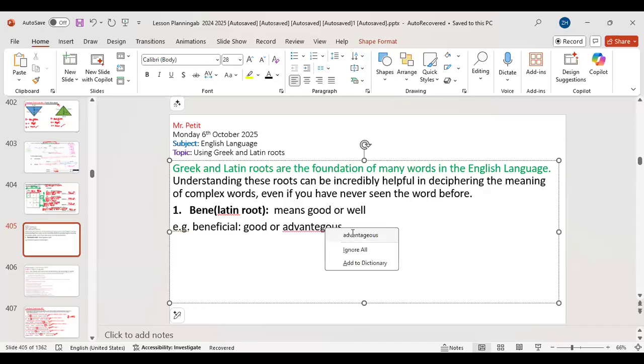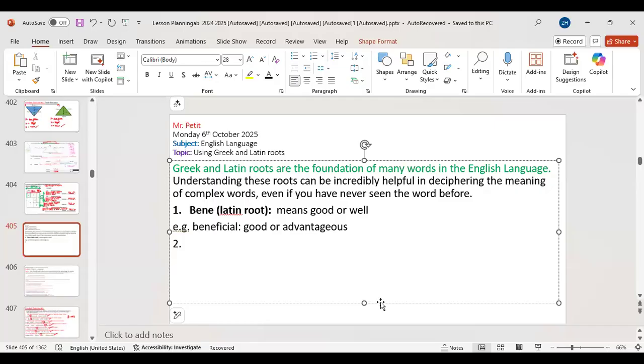Okay. Good. So that's the first one. Benny. So what sort of root is Benny? Latin or Greek? Latin, very good. And what does it mean if it comes before a word? Good or well, very good. And an example of one would be what? Beneficial, very good.